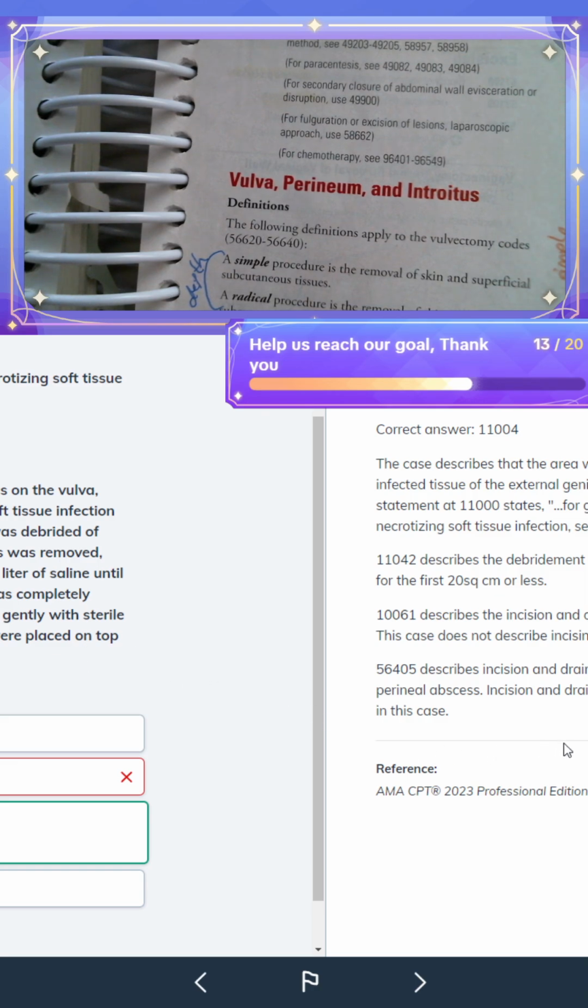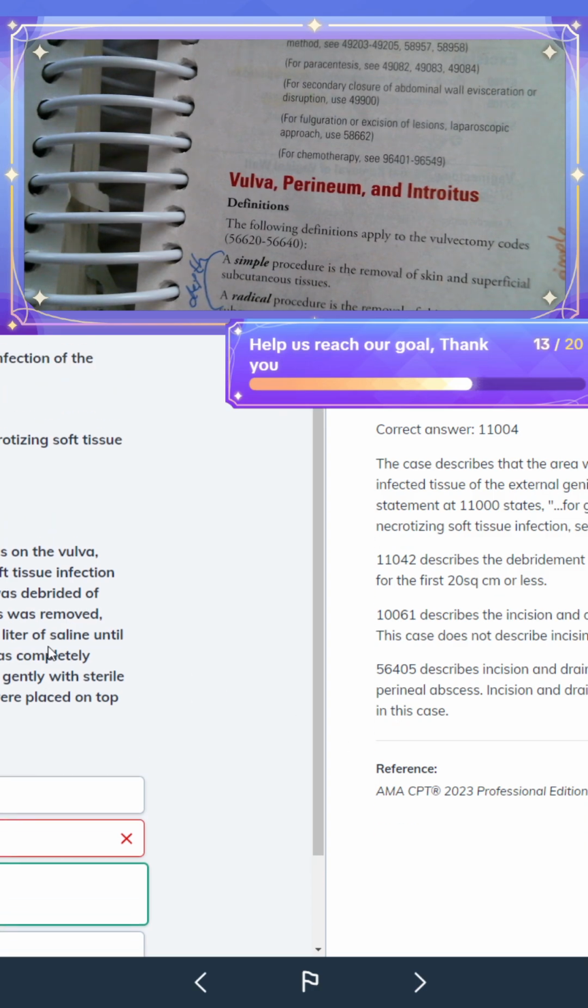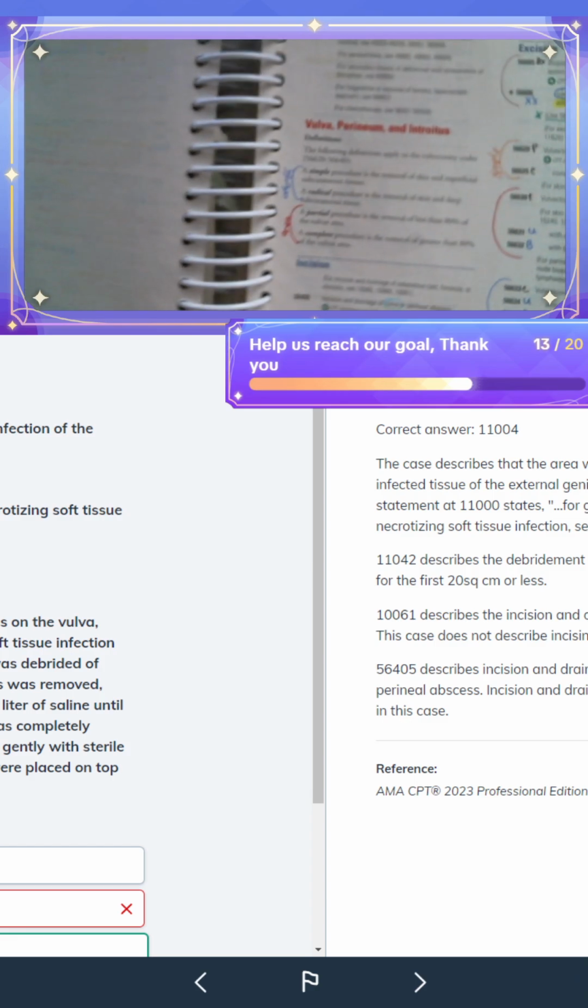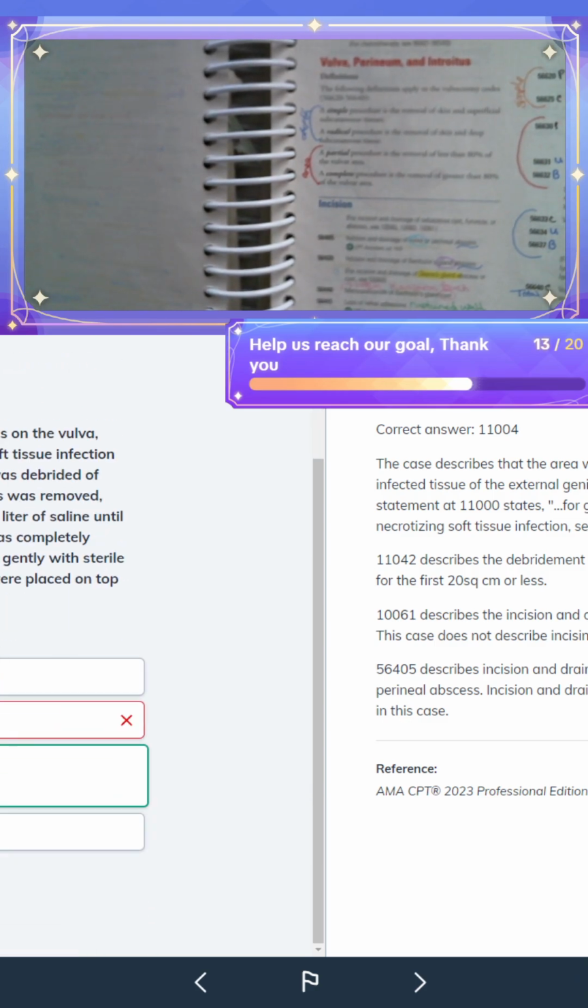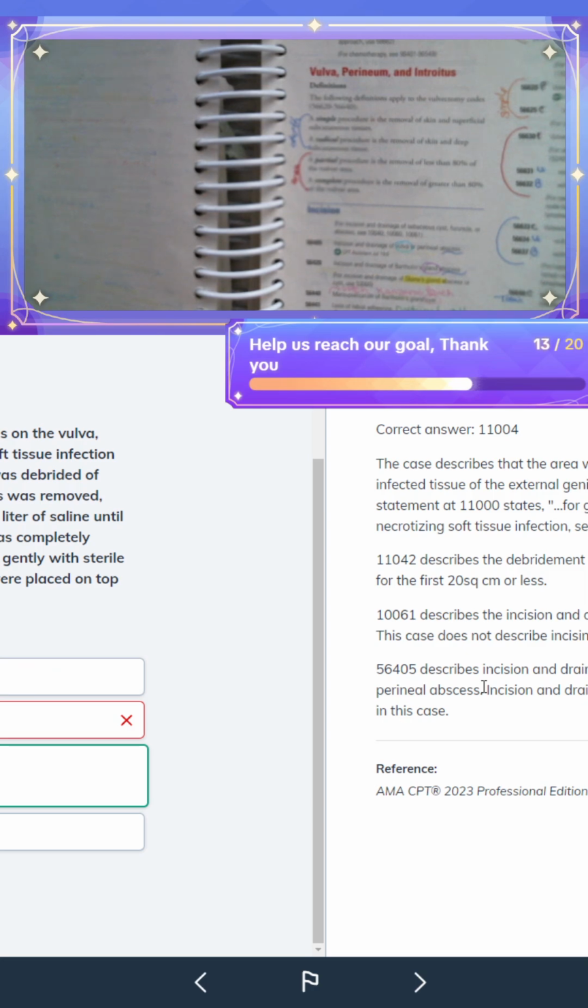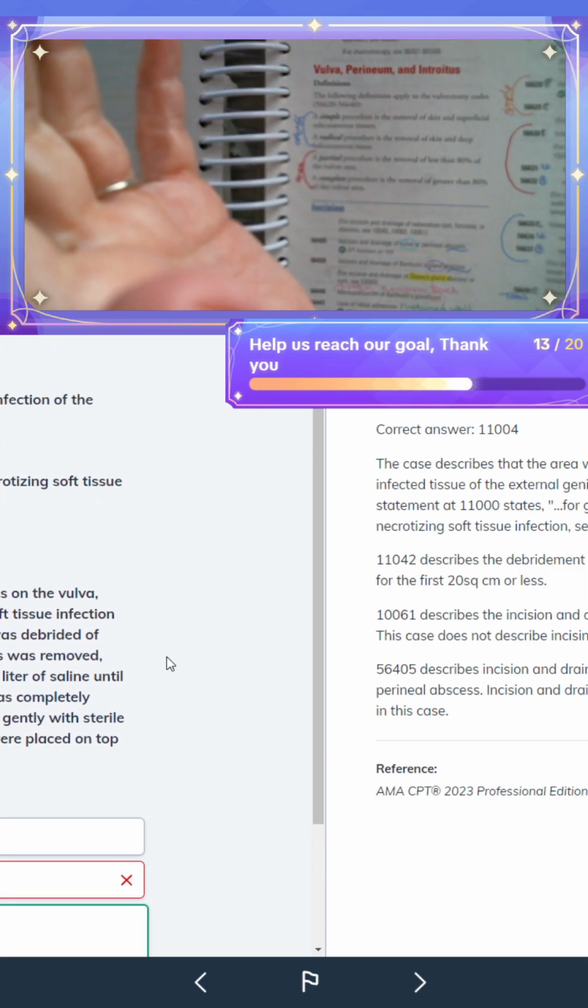I think they have this one wrong. It describes an IND of the vulva and perineal abscess and that is not described in this case. What did they say it was? It says it is debridement of necrotic pus removed, the infected area of the vulva which burst. Yeah, they have this one wrong. I need to write them an email and get this one corrected. Wait, of the vulva or abscess. Yeah, this one's wrong.